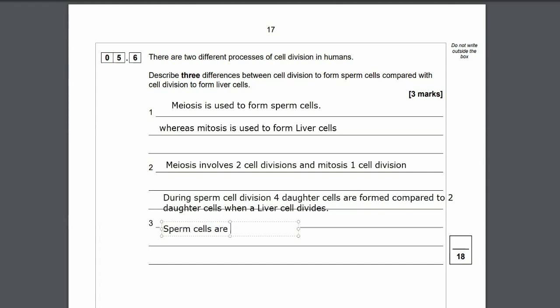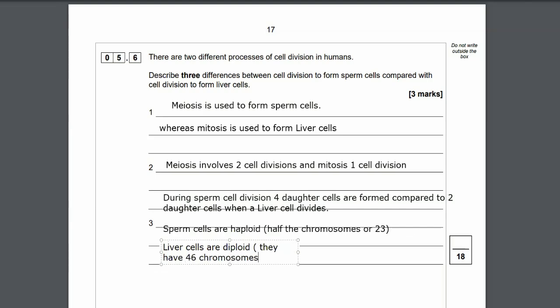And then we can also say sperm cells are haploid. What does that mean? They have half the chromosomes, or 23. So you might want to say they have 23 chromosomes or half the chromosomes, whereas liver cells are diploid. And you can just leave it as diploid, but you could explain that if you wanted to say they have 46 chromosomes. So they have double the amount of chromosomes of a sperm cell. And those are your points that will finish off question 5. Awesome.